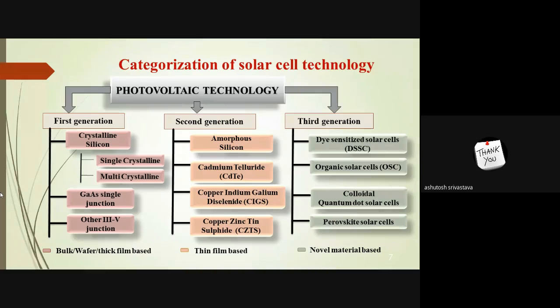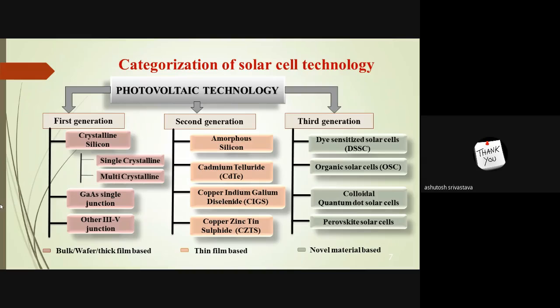So basically, photovoltaic technology, that is, solar cell technology, comprises three different generations: first, second and third. The first generation solar cells are basically bulk, or thick film based. The heart of any solar cell is the semiconductor material, so depending on the width of that material, it is first generation or second generation. In the first generation, that material is in the form of a bulk, a thick film. The absorber material in the solar cell is crystalline silicon, which could be either single crystalline or multi-crystalline silicon, in the form of a bulk.